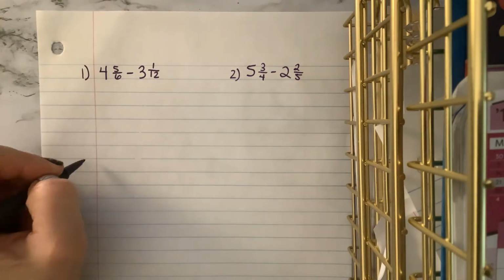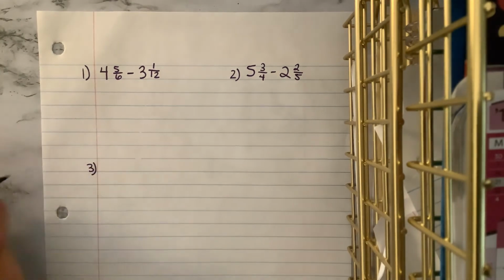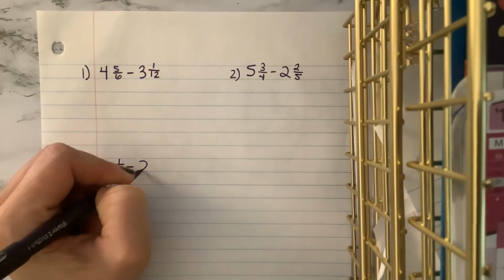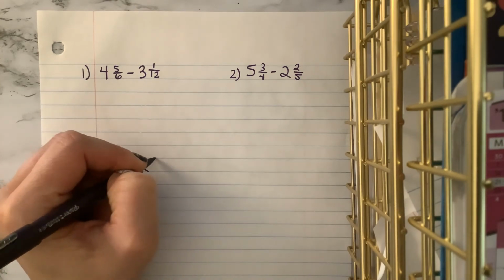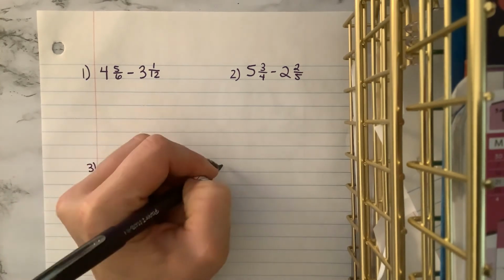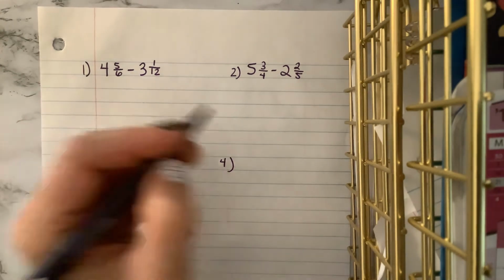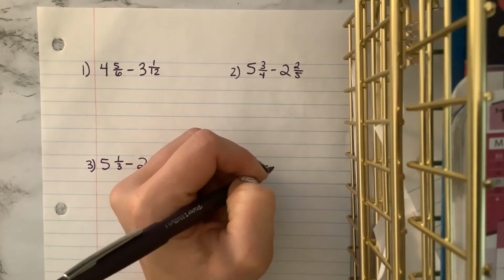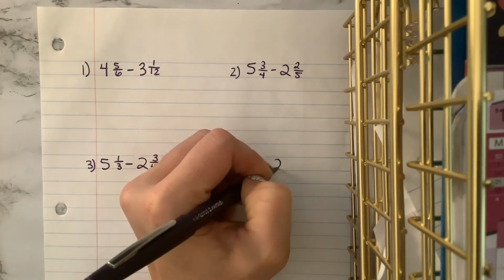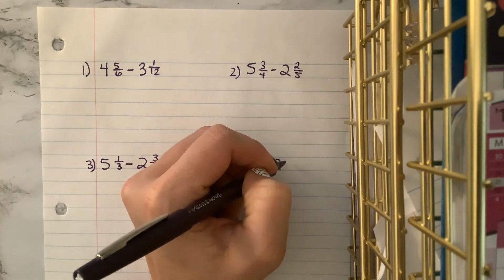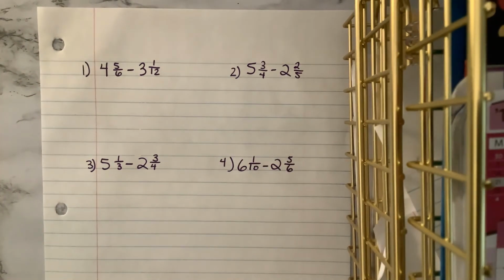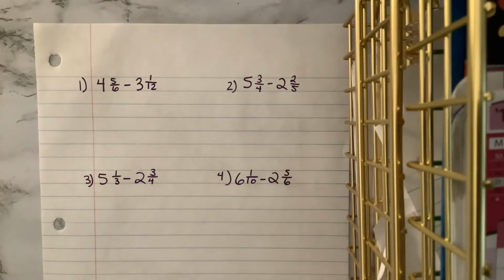Okay. We'll do 5 1/3 minus 2 3/4. And we'll do 6 1/10 minus 2 5/6. So pause, fifth graders. You're going to go and solve each of these, and when you're done, come on back and see how you did.